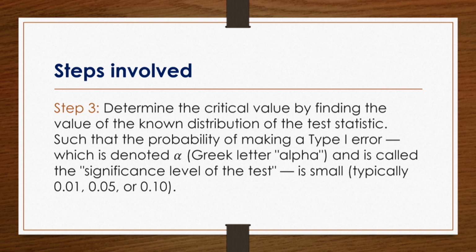Step 3 is to determine the critical value by finding the value of the known distribution of the test statistic such that the probability of making a type 1 error, which is denoted by alpha, a Greek letter, and is called the significance level of the test, is small, typically 1%, 5% or 10%, which we write as 0.01, 0.05 or 0.10.